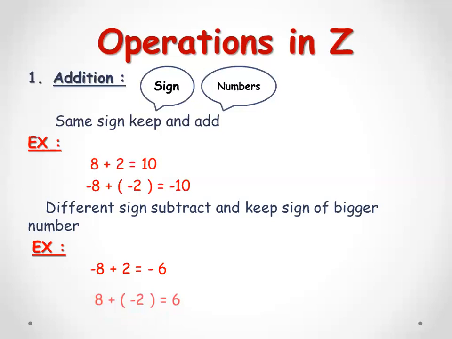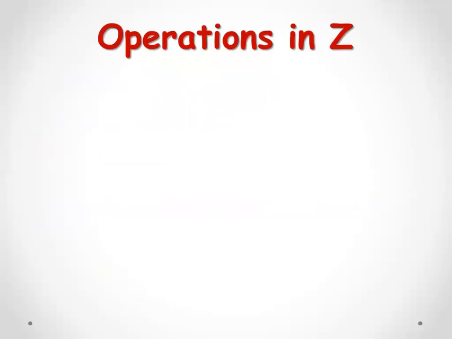8 plus negative 2, different sign. Subtract 8 minus 2 equals 6. Again, I'm comparing between the digits 2 and 8. 8 is greater and the sign of 8 is positive, so I will keep the answer positive as it is.